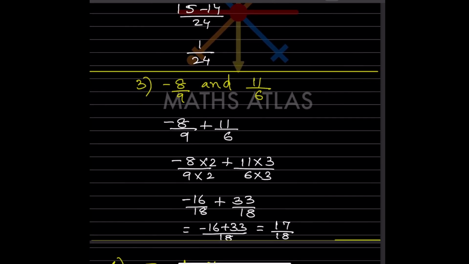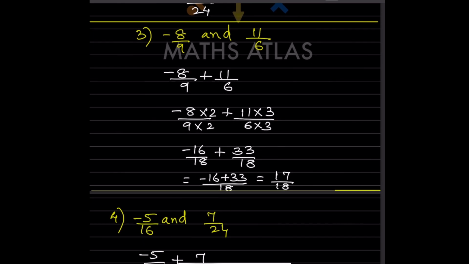Again, when you add this one, this will be minus 8 by 9 and plus 11 by 6. Now when you take the LCM of 9 and 6, that is going to be 18. So 9 2s are and 6 3s are. That is going to be minus 16 and this is going to be 33. Both are over 18. So minus 16 plus 33, that is going to be 17 by 18. So this is the answer.